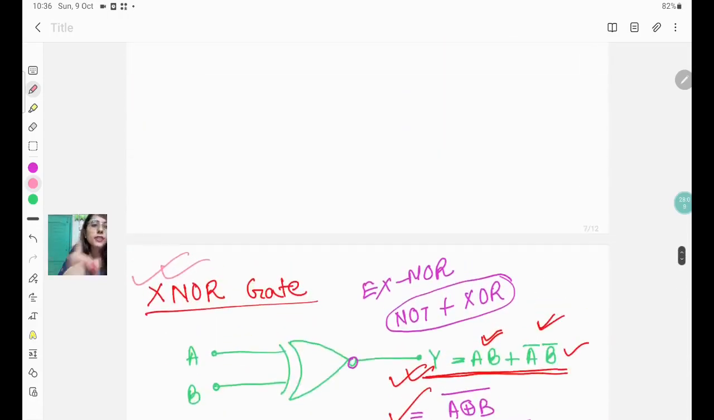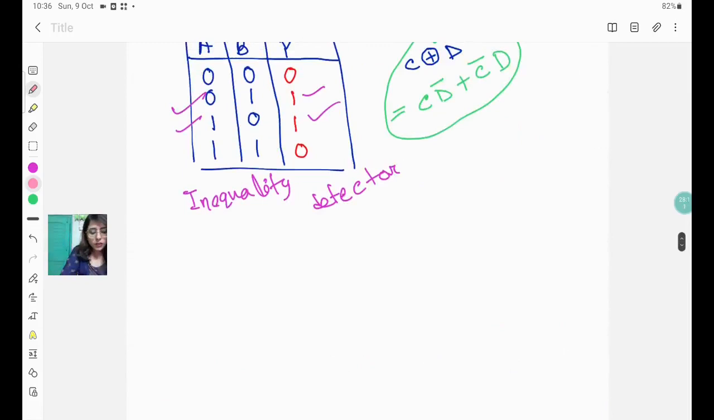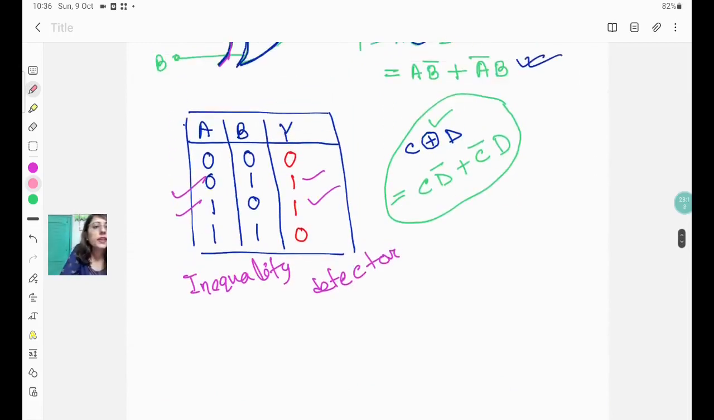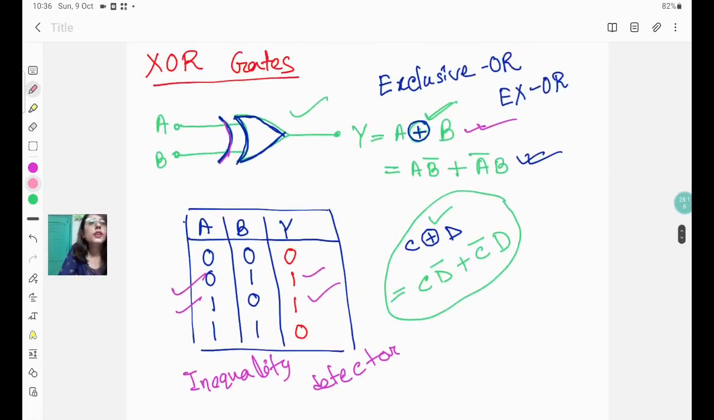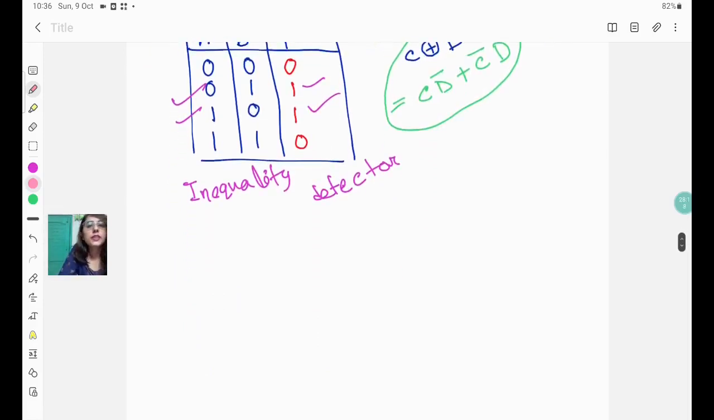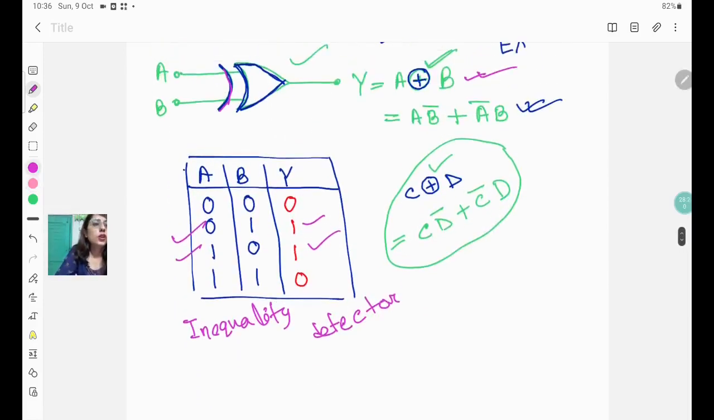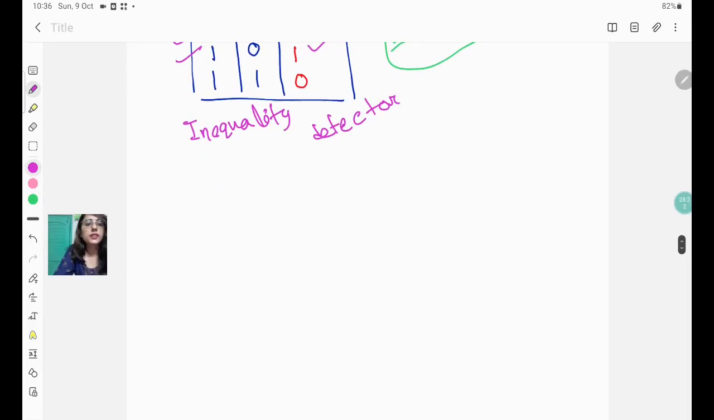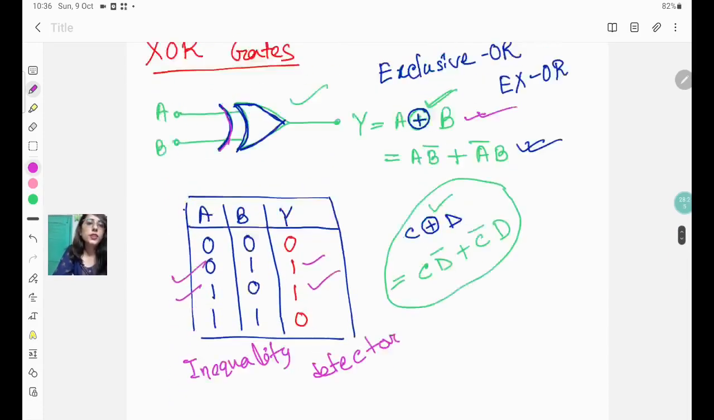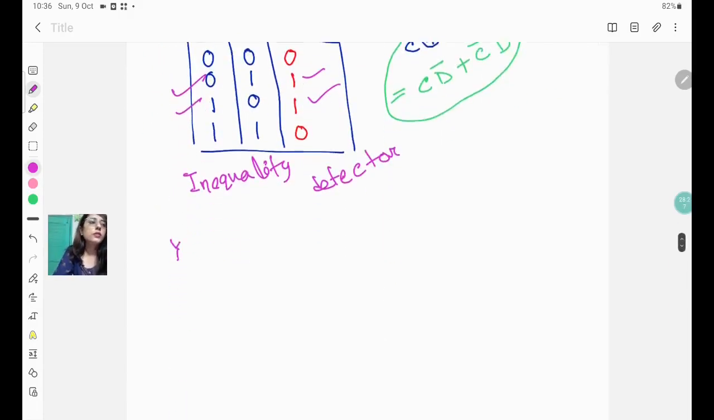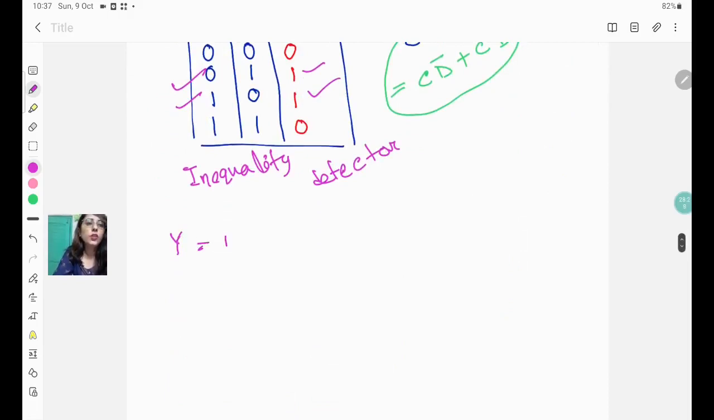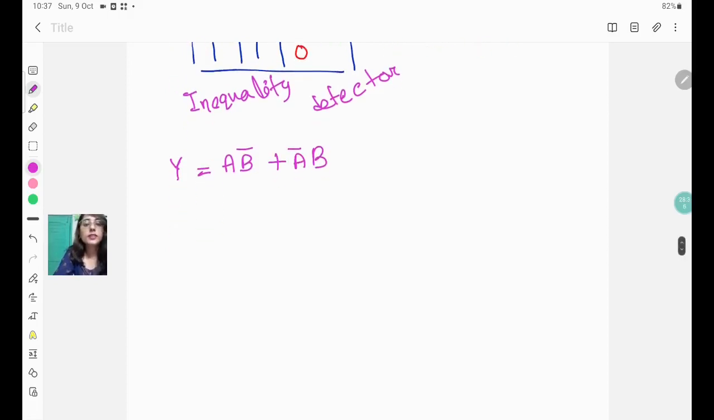Okay, so I think you understood it from today's video. And one thing more, we can write it here. You can also use this Boolean expression to define a logic circuit. So for the XOR gate, we have y equal to A B bar plus A bar B, and you can use a logic circuit to define this Boolean expression.